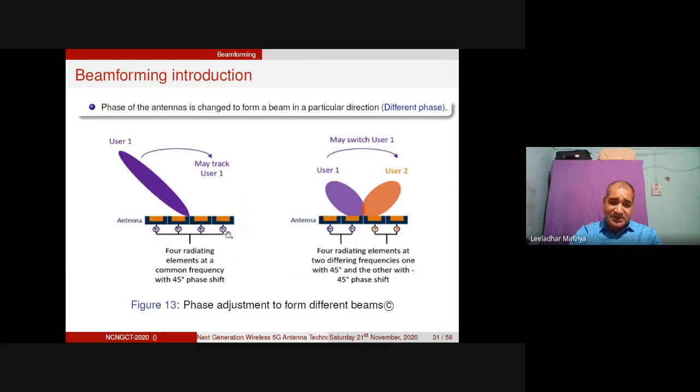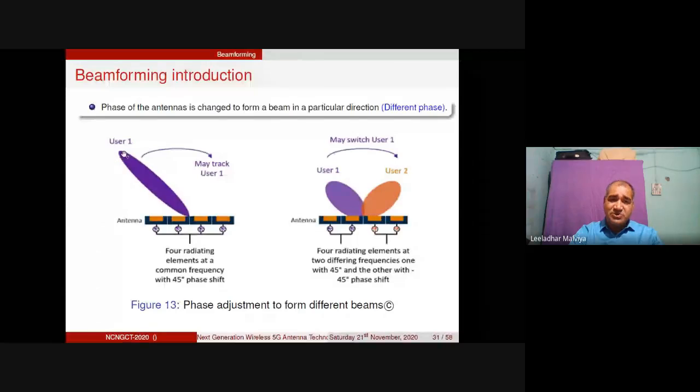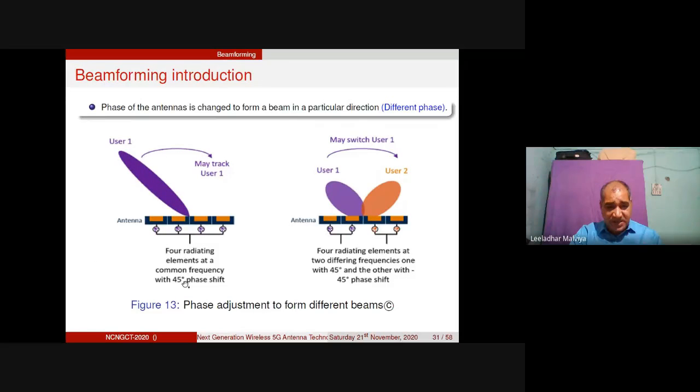If the four elements denoted by the yellow color here are fed with the same phase, 45-degree, the beam can be inclined towards 45-degree and a single user may be covered here, right? If the user is moving, definitely you have to change the angle. You have only a single solution: you have to change the phase so that the beam can cover the moving user, right?